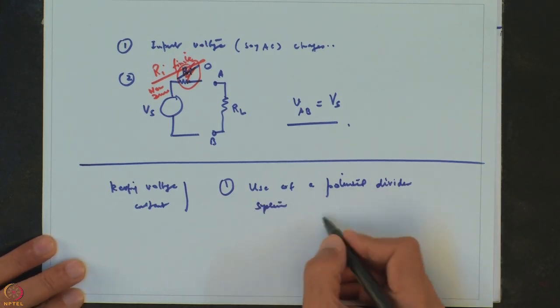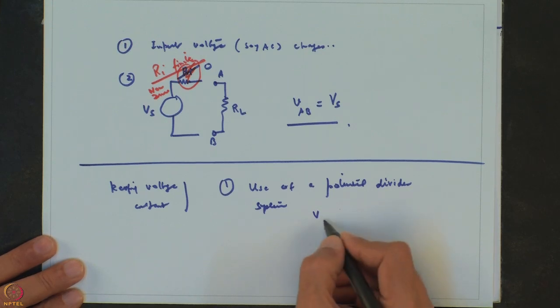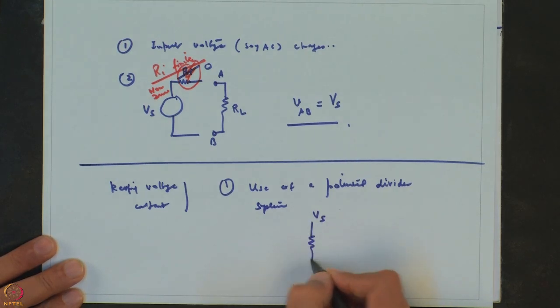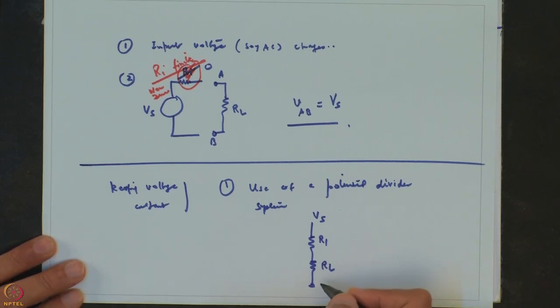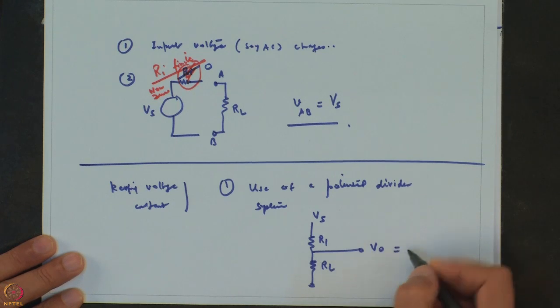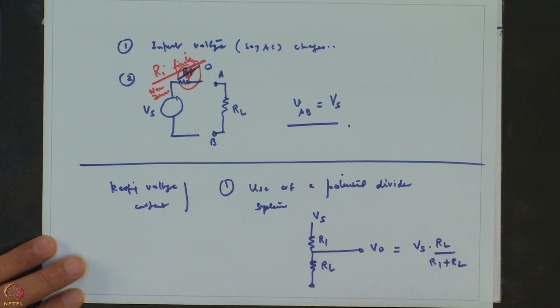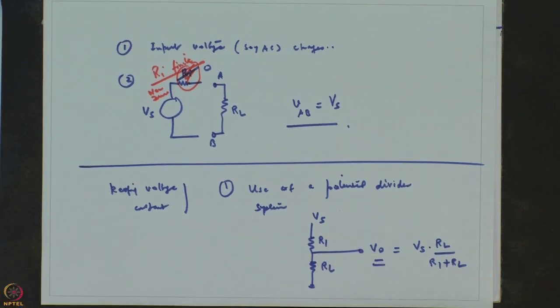And how will it look? If there is a supply source Vs and I have just put a network of these resistances R1 and RL, where RL is the resistance representing my load, then the voltage Vo that will appear across RL can be given by simply Vs into RL divided by R1 plus RL. So, this is one way we could keep this output voltage constant for a given voltage supply.